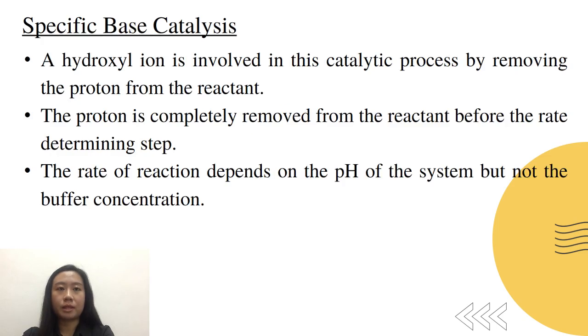And the third type is specific base catalysis. A hydroxyl ion is involved in the catalytic process by removing the proton from the reactant. The proton is completely removed from the reactant before the rate determining step. The rate of the reaction depends on the pH of the system but not the buffer concentration.